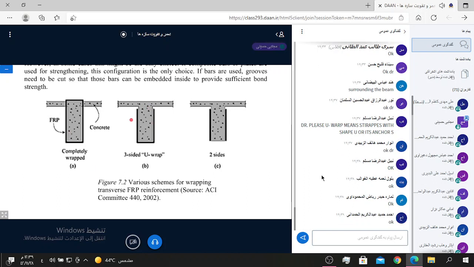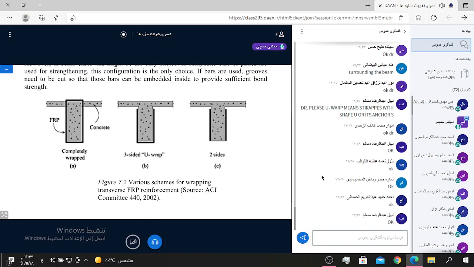But if you use only side wrap, okay, ductility is very little, and the behavior of the beam against the force is not good.